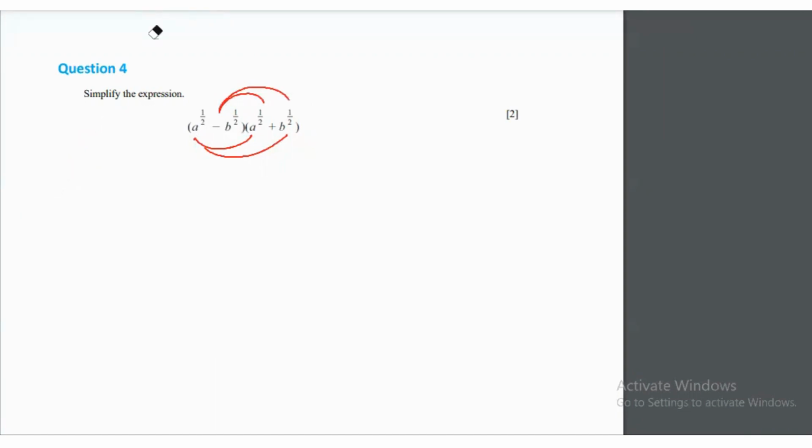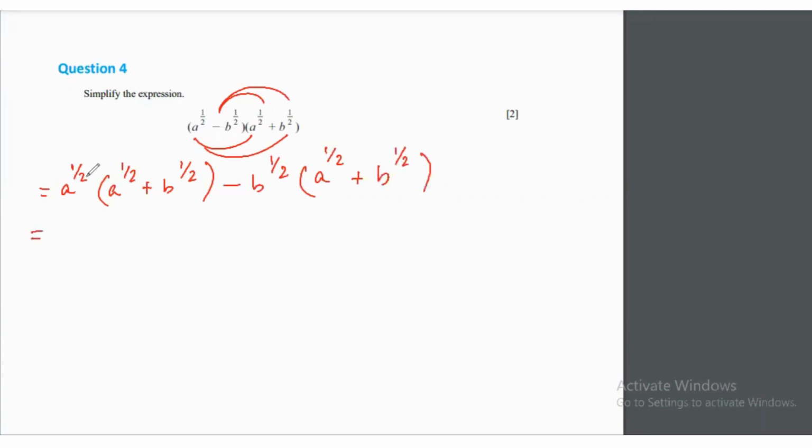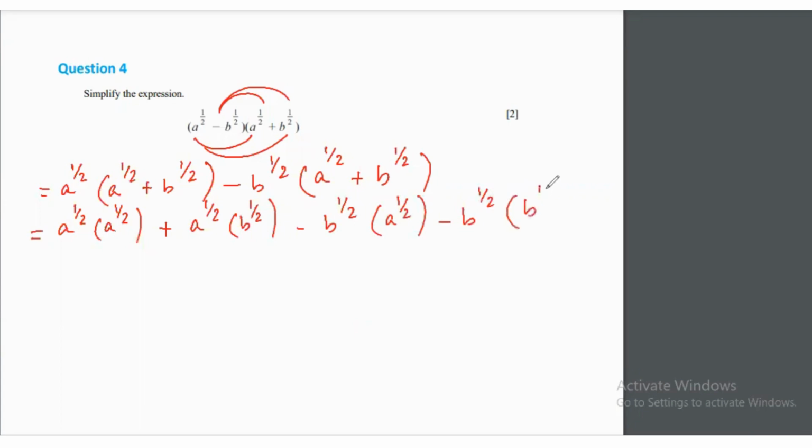Hence, we're going to begin with a to the power of 1 over 2 times a to the power of 1 over 2 plus b to the power of 1 over 2, minus b to the power of 1 over 2 times brackets a to the power of 1 over 2 plus b to the power of 1 over 2. So a to the power of 1 over 2 gets multiplied to a to the power of 1 over 2, and b to the power of 1 over 2. Then negative b to the power of 1 over 2 is getting multiplied with positive a to the power of 1 over 2 and positive b to the power of 1 over 2.